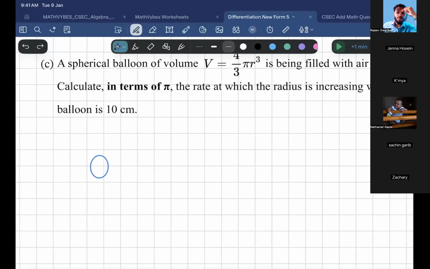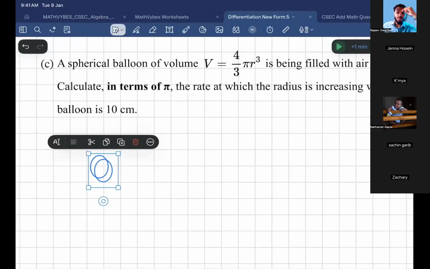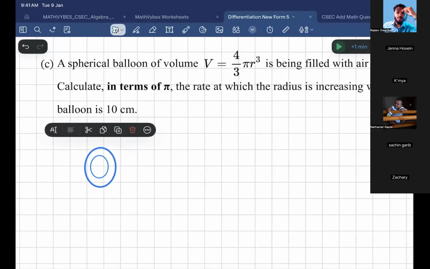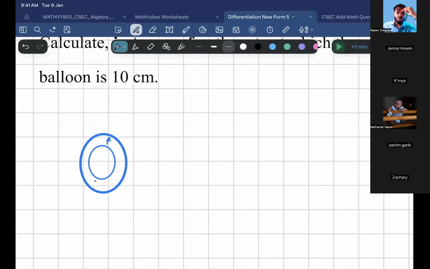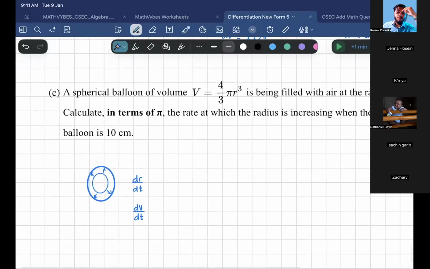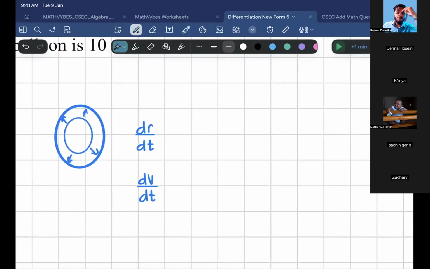So as time increases, what's going to increase? The radius and the volume. The radius is going to change with respect to time, and the volume is going to change with respect to time. Also, the volume changes with respect to the radius. As the radius increases, the volume of the balloon also increases. So these are the three rates of change you're going to consider.